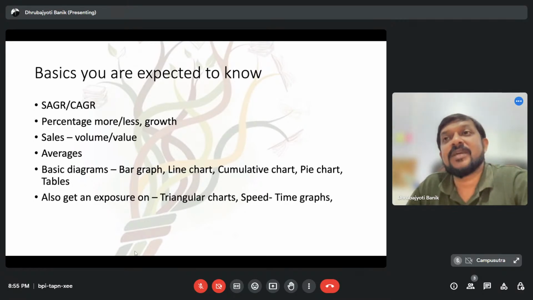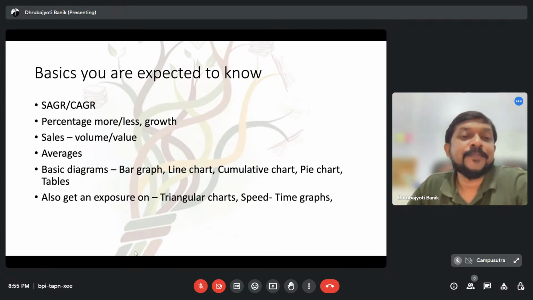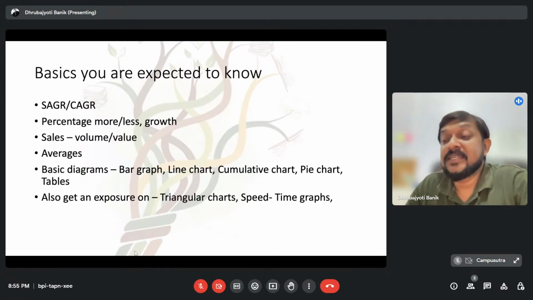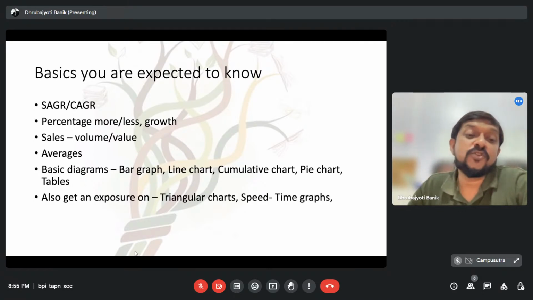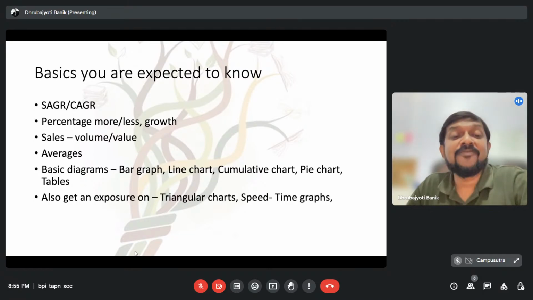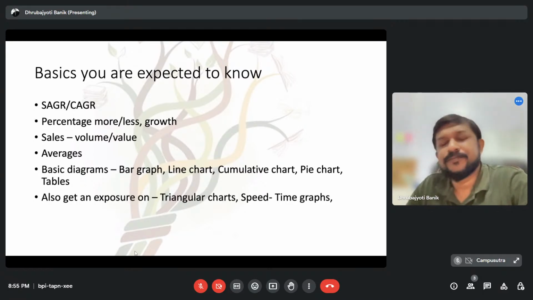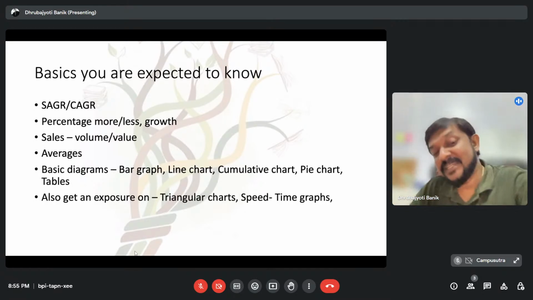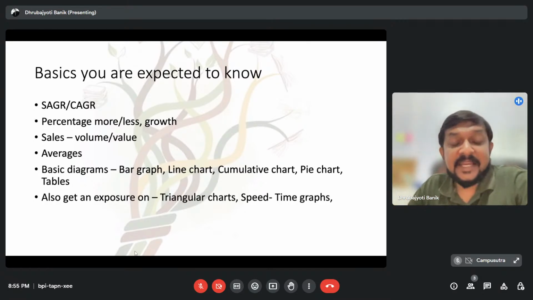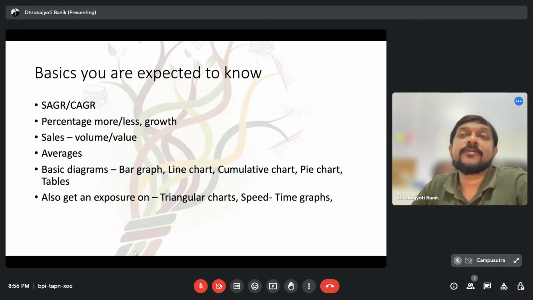SAGR, CAGR is something which you should definitely know. Percentage more, percentage less, percentage growth rate, sales by volume, sales by value, okay, averages, okay, basic diagrams like bar graph, line chart, cumulative bar graph, pie charts, okay, tables. These are some of the things.